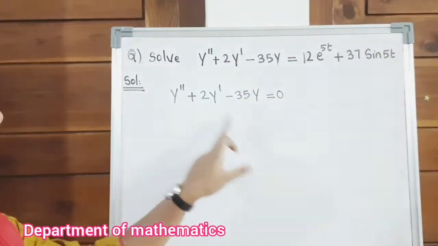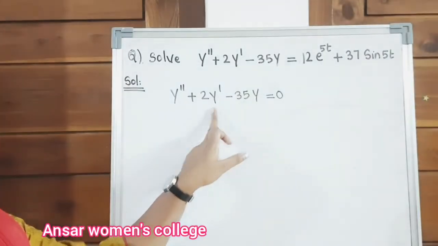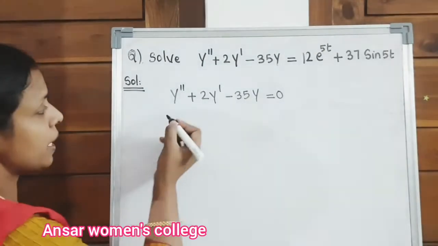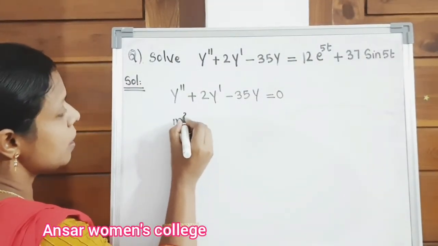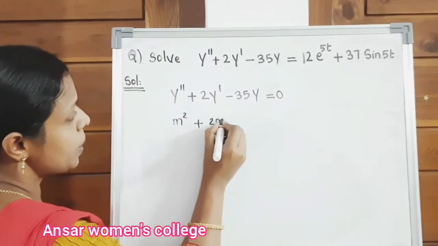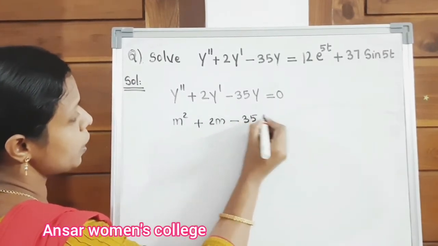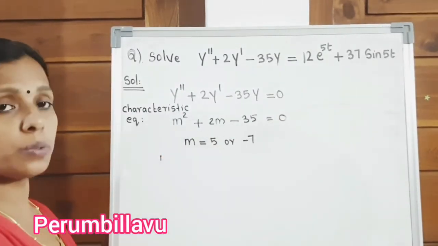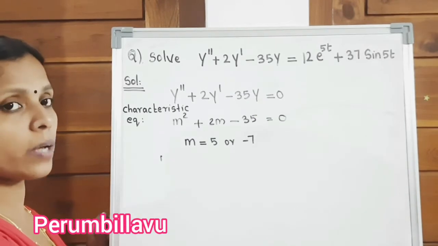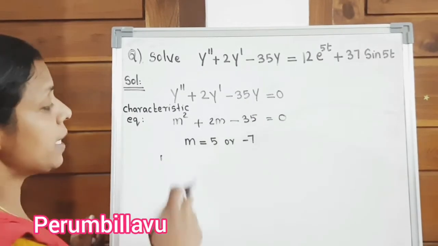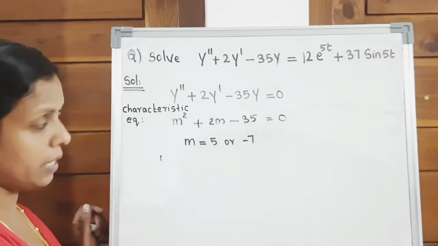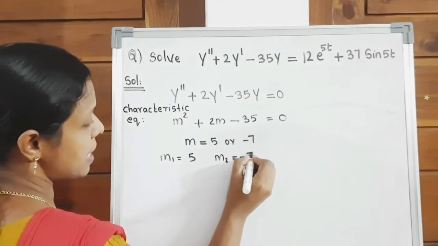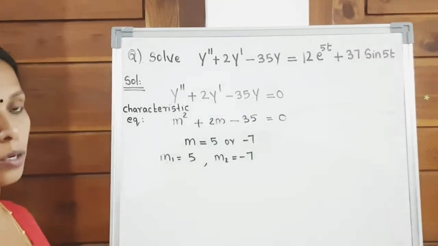y'' + 2y' - 35y = 0. Write the characteristic equation, that is m² + 2m - 35 = 0. It is a quadratic equation in m. Solving this equation using the formula (-b ± √(b² - 4ac)) / 2a, we get m = 5 or -7. m1 = 5 and m2 = -7. This is distinct real roots.